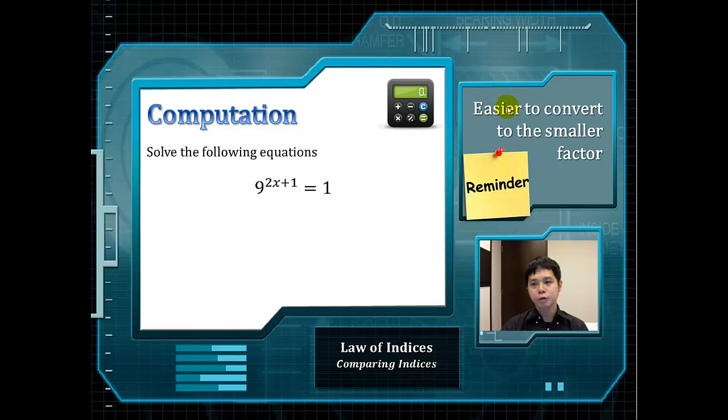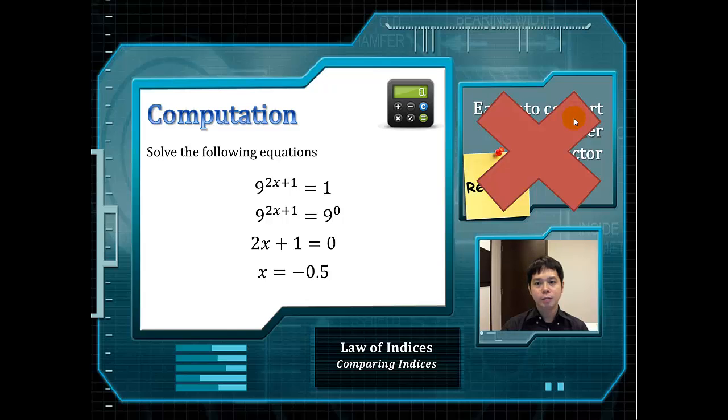Now, it is not always possible to convert to the smaller factor. So, how do we solve this equation? Can you recall about zero indices? Yes, anything to the power of 0 is equal to 1. And hence, we can rewrite the right hand side to become 9 to the power of 0. In this way, we have the same base for both the left hand side and the right hand side. Now we can compare the indices. Therefore, 2x plus 1 equals 0 and x equals negative 0.5. Now, the note on the right hand side is not always applicable. It is just an easy way to start us off in solving the equations.